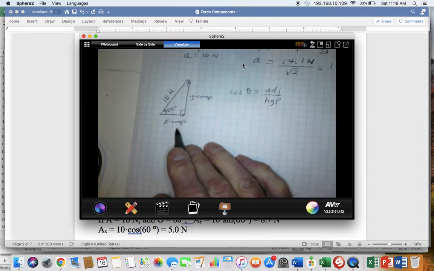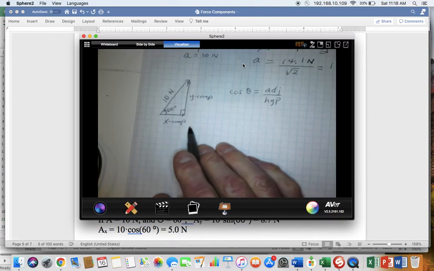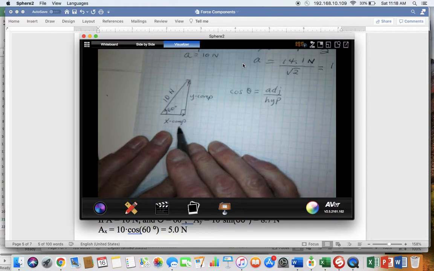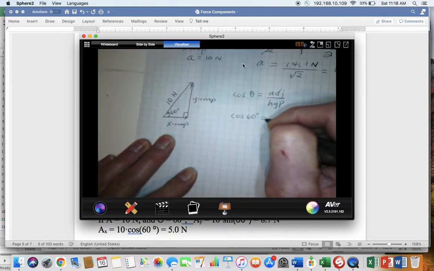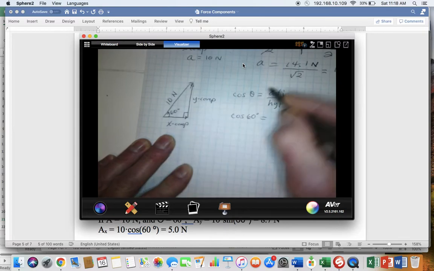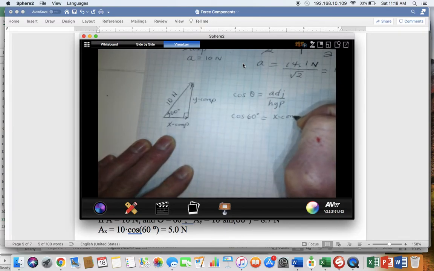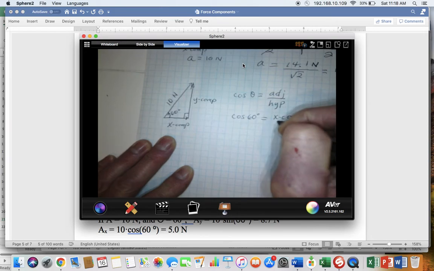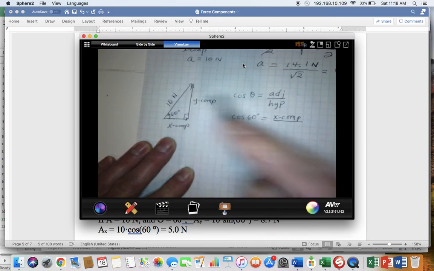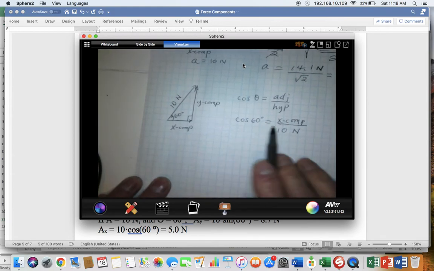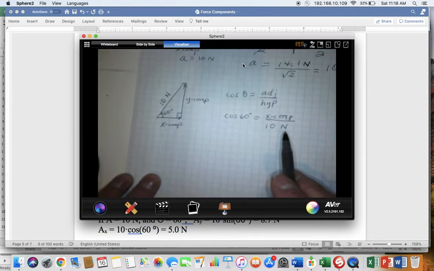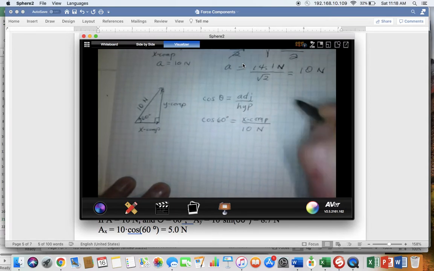Cosine theta is equal to the adjacent side divided by the hypotenuse. So if we were looking for the x component, we can take, in this case, the cosine of 60 degrees. That's our angle in this case. And the adjacent side is the x component, which we're looking for. And that gets divided by the hypotenuse, which we know is 10 newtons in this case. So the cosine of 60 degrees is something you can find by just typing it into your calculator, and you find that it's 0.5.